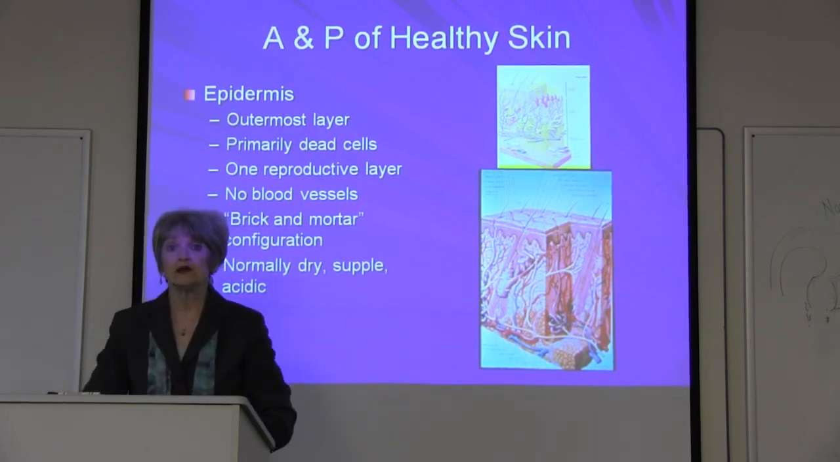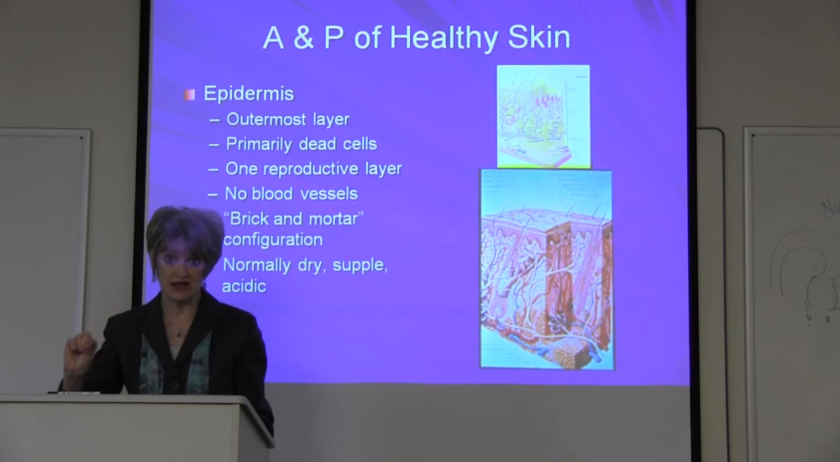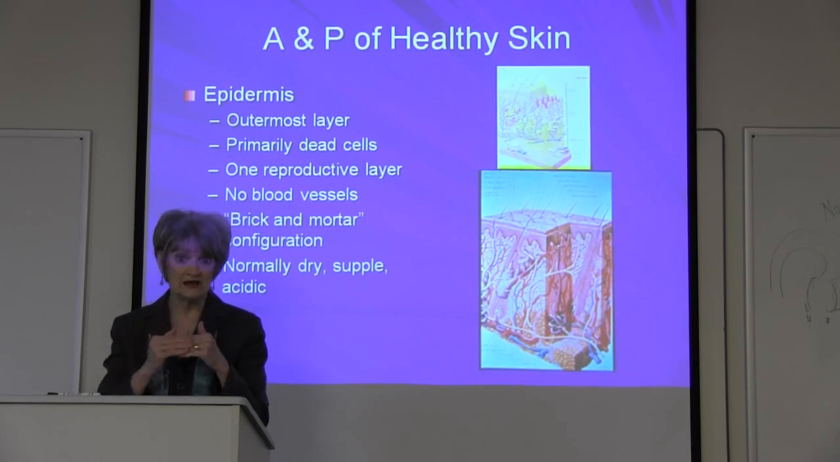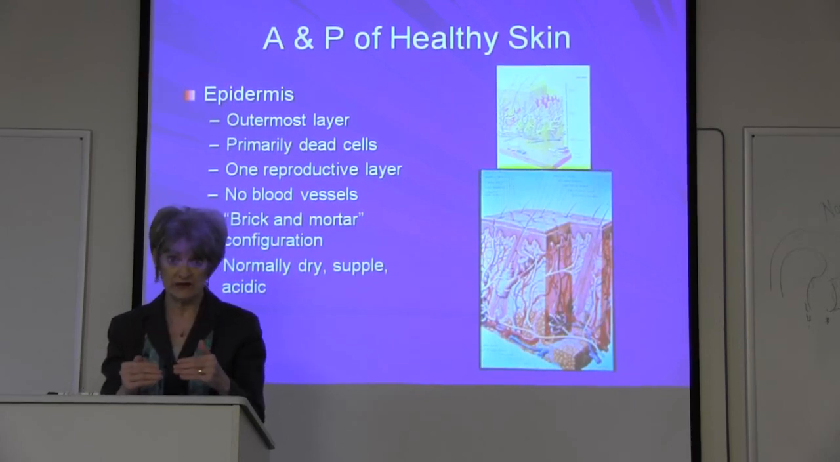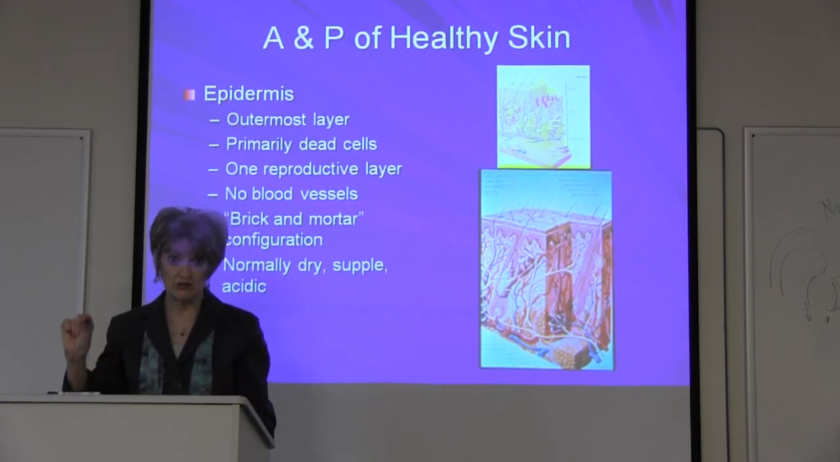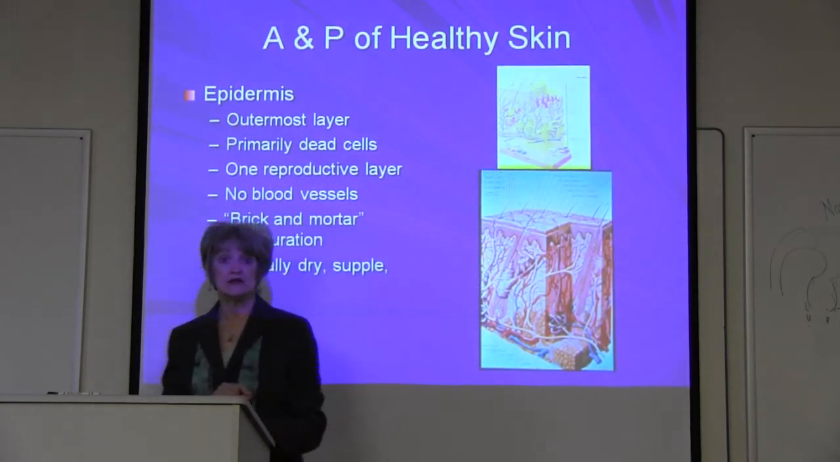Notice on your handout, another feature of the epidermis, no blood vessels. Well, you don't need blood vessels because you only have one single layer of actively reproducing cells. The rest of the cells are dying or dead, and they don't need blood vessels. Well, what about oxygen and nutrients needed by that bottom layer, that actively reproducing layer? That's supplied by all the blood vessels in the dermis.